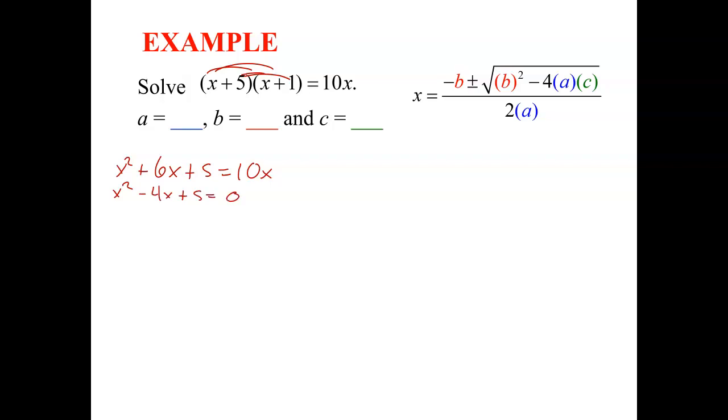So what's the value of A? 1. What's the value of B? Negative 4. What's the value of C? 5.